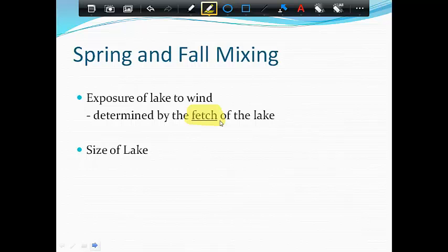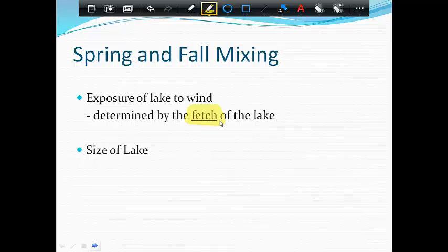So the surface area of the lake and how much of that lake gets a direct effective wind, and for how much of the wind that actually blows across the lake is it going directly across the lake. So you can think about it this way: the fetch is the amount of wind that's getting into the lake to help mix it. Also, the size of the lake is going to affect fall and spring mixing.